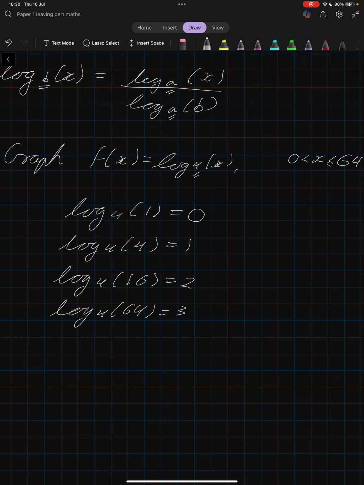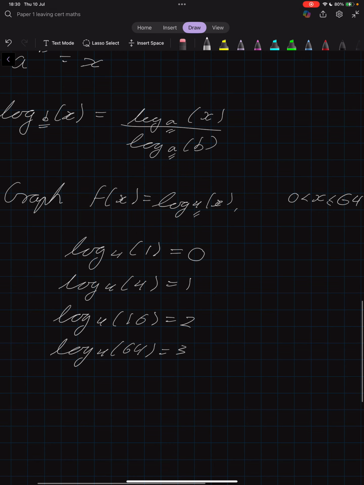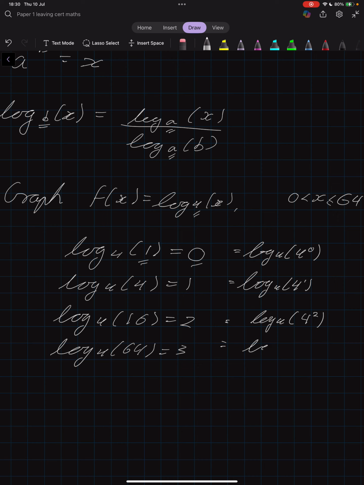Now you might be wondering where I got those numbers from. I basically just did 4 to the power of 0 to get 0. I might even do this. This is log to the base 4 of 4 to the 0. This is log to the base 4 of 4 to the 1. Log to the base 4 of 4 squared, log to the base 4 of 4 cubed. So again, this is asking, 4 to the power what gives me 4 cubed? 3. 4 to the power what gives me 4 squared? 2. 4 to the power what gives me 4? 1. 4 to the power what gives me 4 to the power 0? 0. So that's how I was getting these numbers, okay?